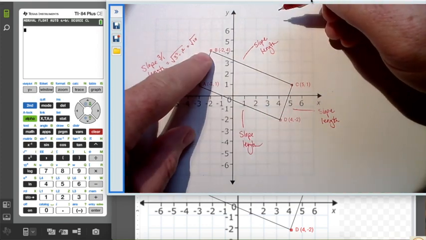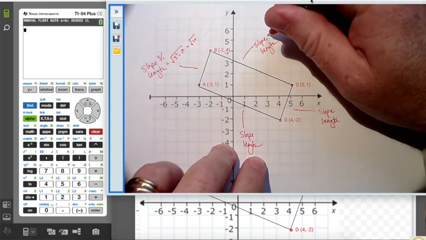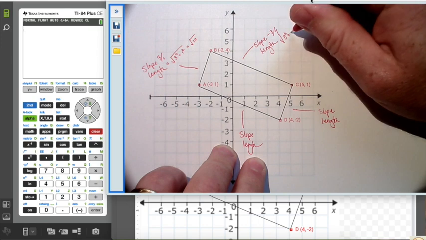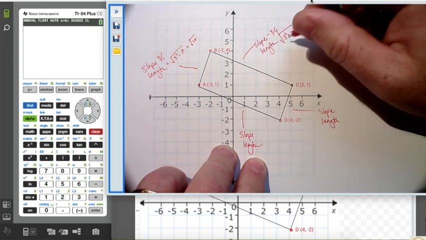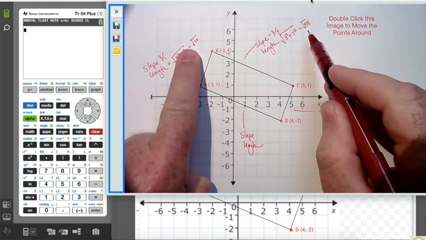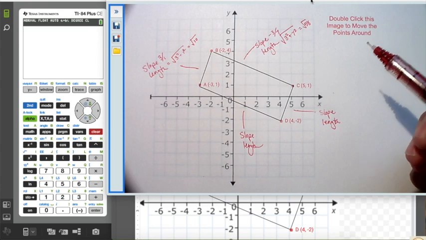That's the length. When I go to get side BC, the slope, it looks like I'm going down 3 and over 7. And if you do 3 squared and 7 squared, together that adds up to the square root of 58. So now we've got 2 side lengths. It's clearly not a square. I wasn't expecting it to be a square though.